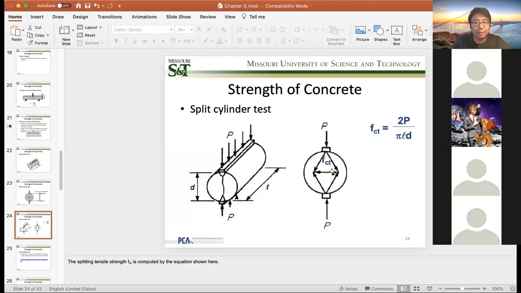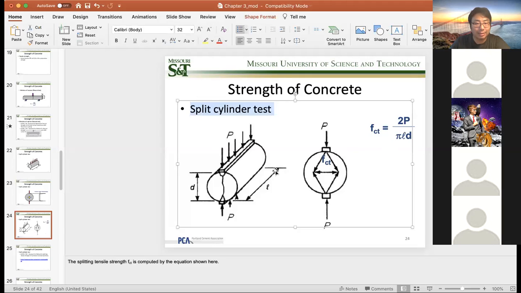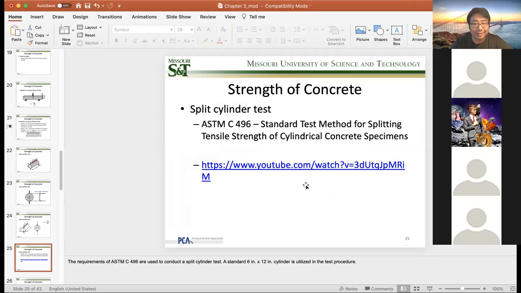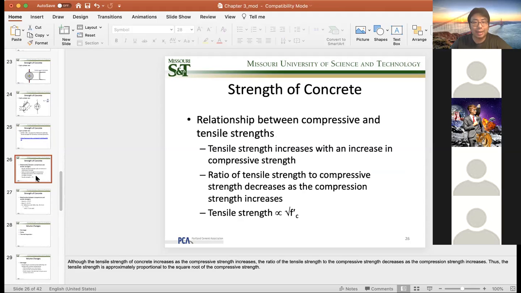The equation to calculate this type of test, called the split cylinder test, which simply splits a cylinder, is FCT equal to 2 times the applied force P, divided by pi L D, where L is the length of the cylinder and D is its diameter. That is the equation used for the tensile strength of concrete from the split cylinder test. There are a lot of standards. For the sake of time, you can watch on YouTube how they test it, so we're just going to skip real quick.